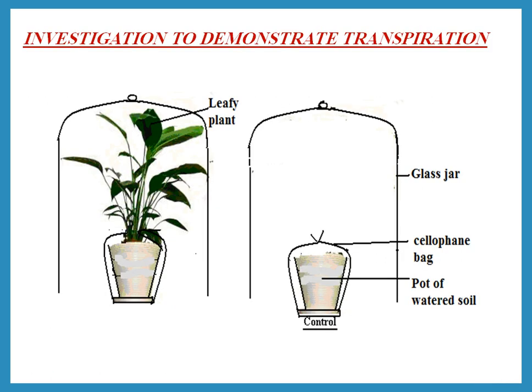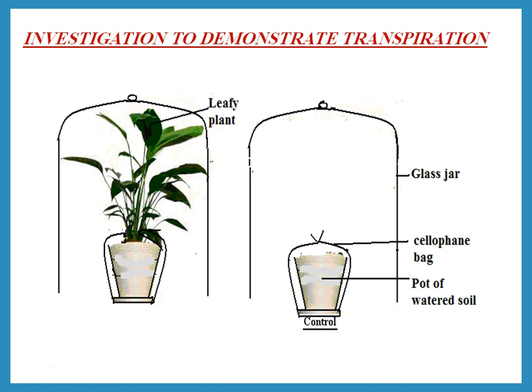Okay, there are some experiments that we could do to demonstrate that a plant does transpiration. Remember, we said that transpiration is loss of water vapor from the leaf. So I can get a leafy plant, cover it with a glass jar, and surround the pot that has soil and water with a cellophane bag that will not allow the water to escape from the soil. So if any water goes out, then it should go out through the leaves.